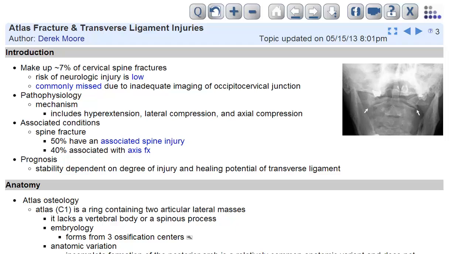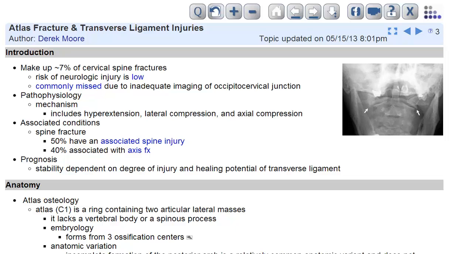Again, x-rays and imaging at the base of the skull can be more difficult just because of the large amounts of osseous anatomy, so these fractures are often missed. In terms of the pathophysiology, the mechanism can be really any type of vector force. You can have a hyperextension injury, a hyperflexion injury, or axial compression, which is the mechanism for the most common fracture, the Jefferson fracture, or at least the best known fracture of the atlas.